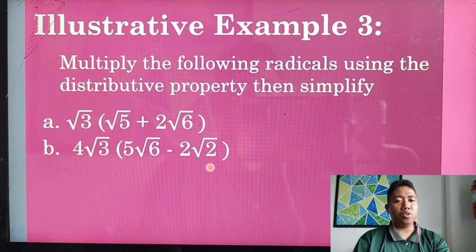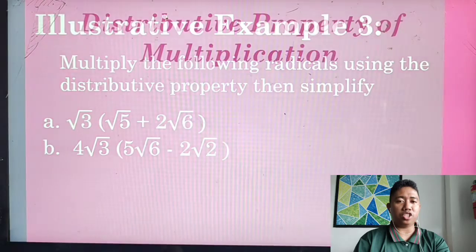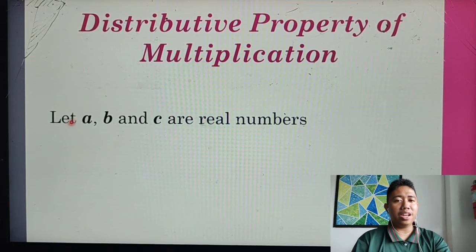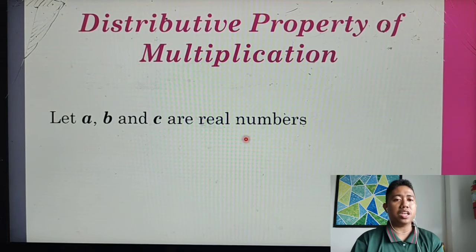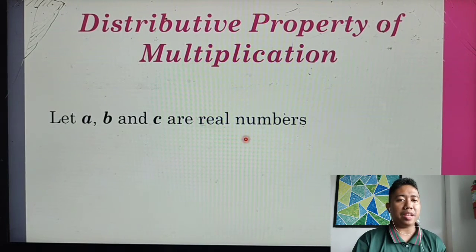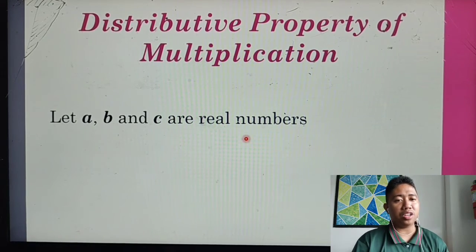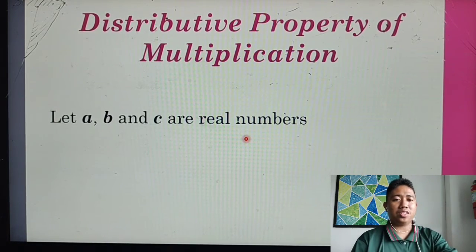So, to simplify this radical expression, here is the solution. But let us first define the distributive property of multiplication. Let A, B, C be real numbers. Real numbers are just any kind of numbers. It might be an integer, a negative number, a decimal, a fraction, rational or irrational numbers.